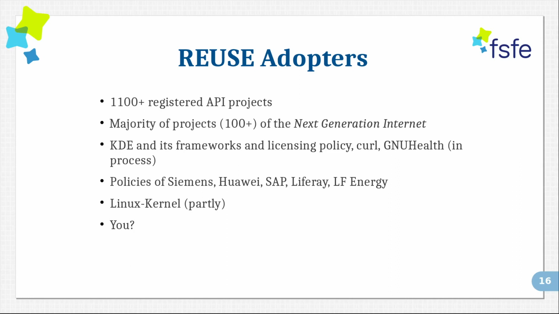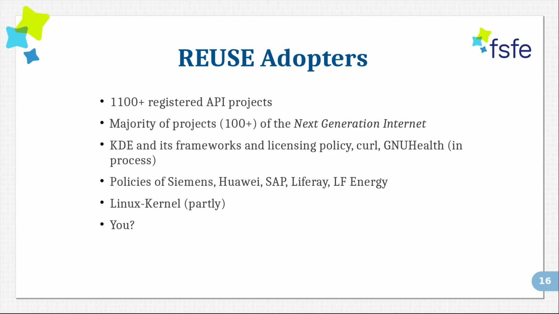As I already mentioned, with the Next Generation Internet, we have helped more than 100 projects there. And then we also try to make it as easy as possible for them. In terms of community projects, we have KDE and its frameworks, and reuse is also implemented in their licensing policy. So basically, all the KDE frameworks are following the reuse specifications. As I already mentioned, CURL has recently become reuse compliant. And GNU Health, which is in process, but I'm really looking forward to seeing that.